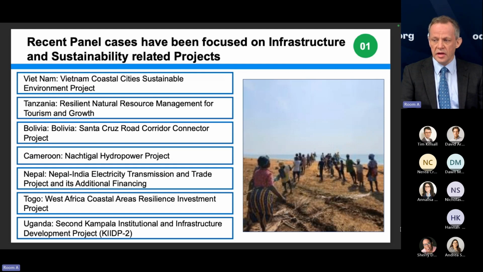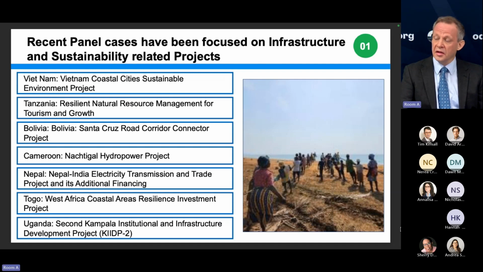If you look at some of the other areas that are coming up, it is starting to get into areas impacted by climate change. And the one I've listed up there specifically, Togo, West Africa Coastal Areas Resilience Investment Project, is the one that I actually investigated with the team at the panel over the last year and a half. And we have reported that one to the board. There's a management action plan, and it brings up a lot of the issues which I think will come up time and time again as we go forward. So that's really going to be the focus when I talk about the case study.